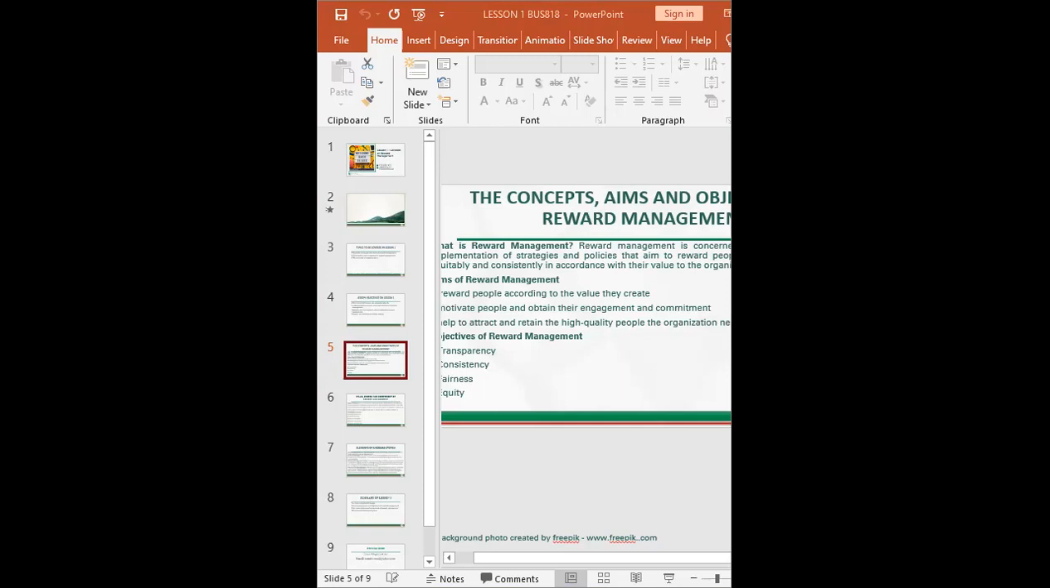So in order to achieve a good reward system, you should distribute it justly. So we have various aims of trying to achieve a good reward system. Another one is fairness. And you know what fairness has to do? Fairness means you have to be fair. You have to be fair in doing things.